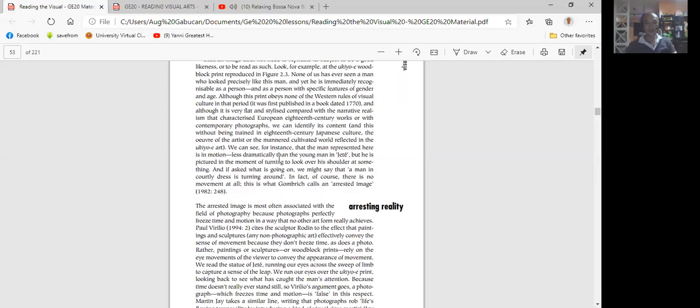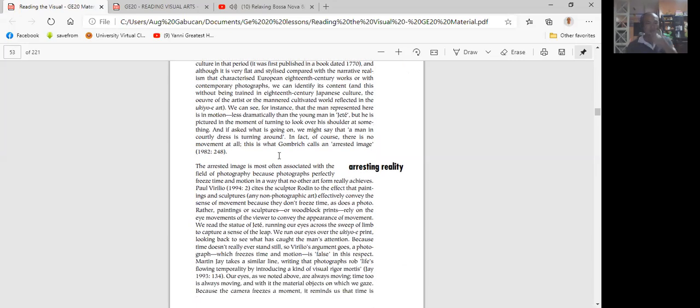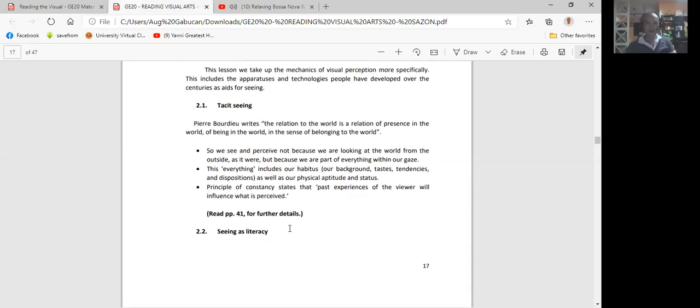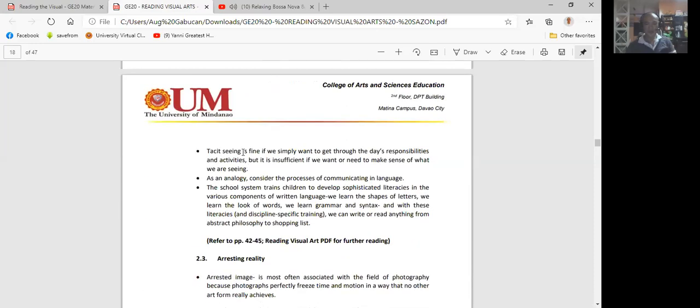Even though there's no movement at all, this is what we call arrested image. Okay, next point. Let me see if we can get some important definitions here. So Bourdieu writes that we see and perceive not because we are looking at the world from the outside, but because, yeah, I have read that already. Seeing as literacy, tacit seeing is fine if you simply want to get through the day's responsibilities, but it is insufficient if you want or need to make sense of what we are seeing.